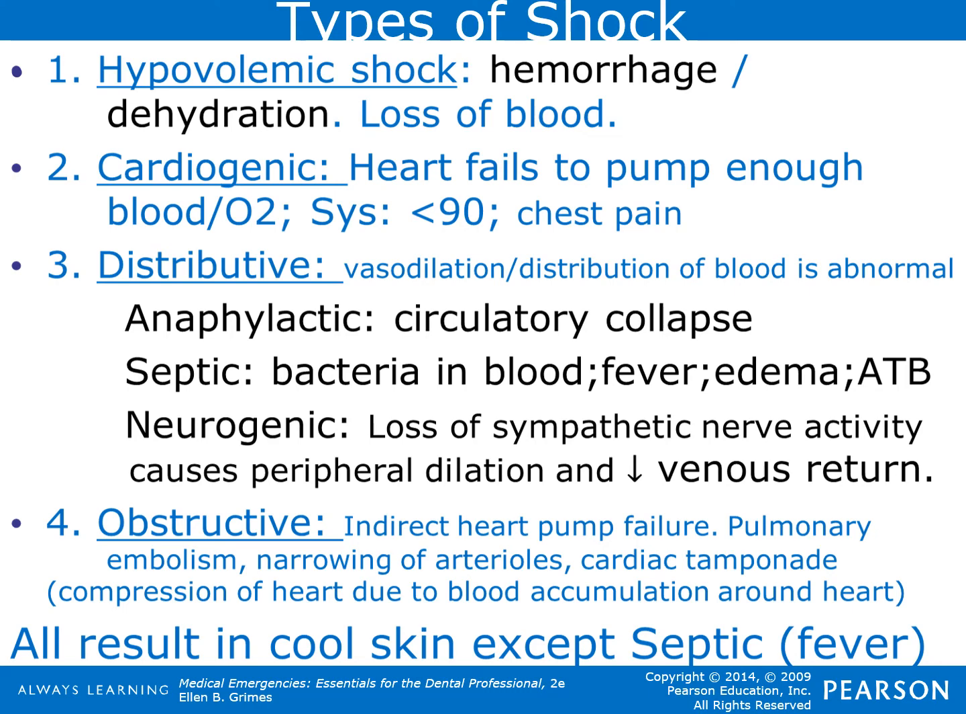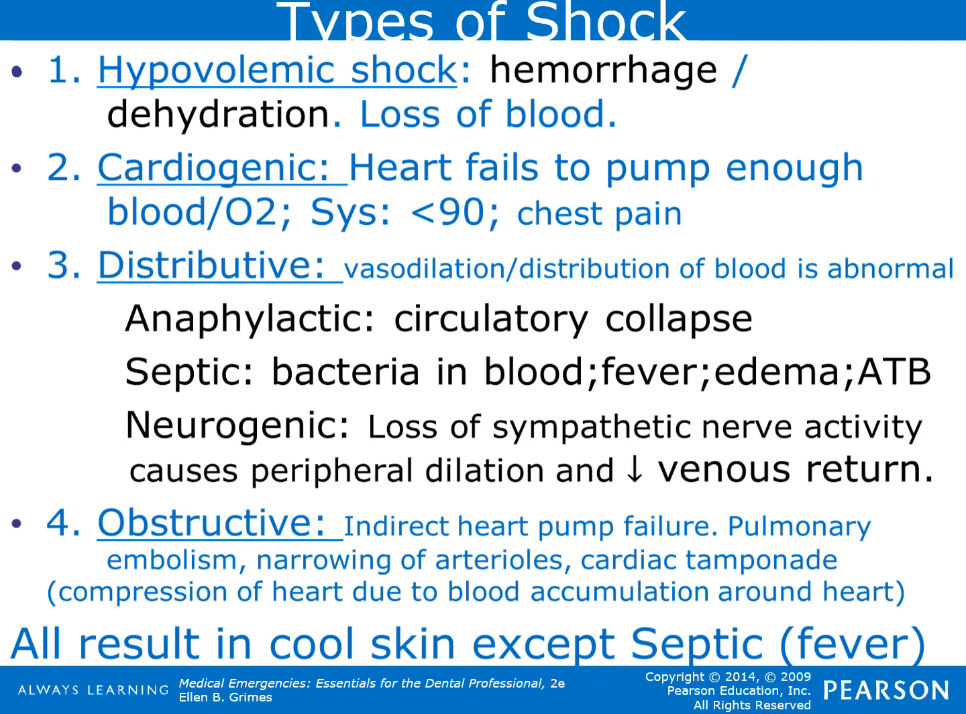You have neurogenic. Genic at the end of any word means genesis. It's kind of like where it begins. And neuro means nerve. So it begins in the nerves. You have a loss of sympathetic nerve activity. It causes peripheral dilation and a decreased venous return. So when your peripheral blood vessels begin to dilate, it always results in a lower venous return to the heart or lower blood pressure.